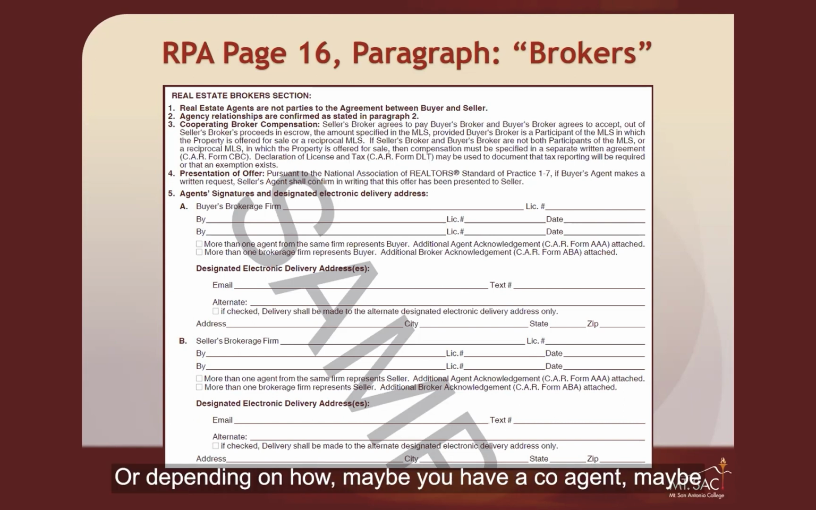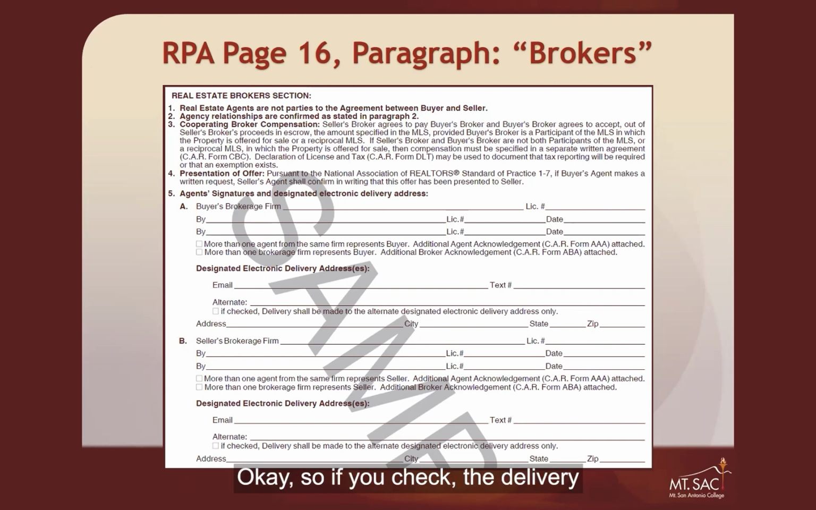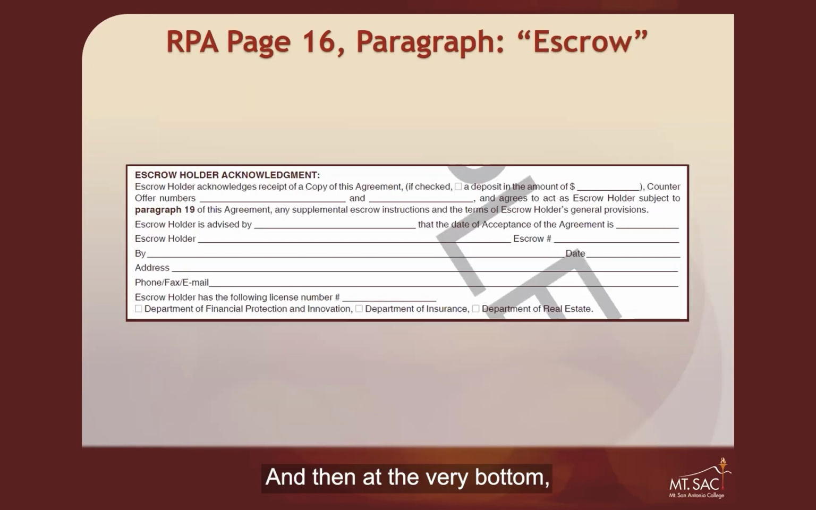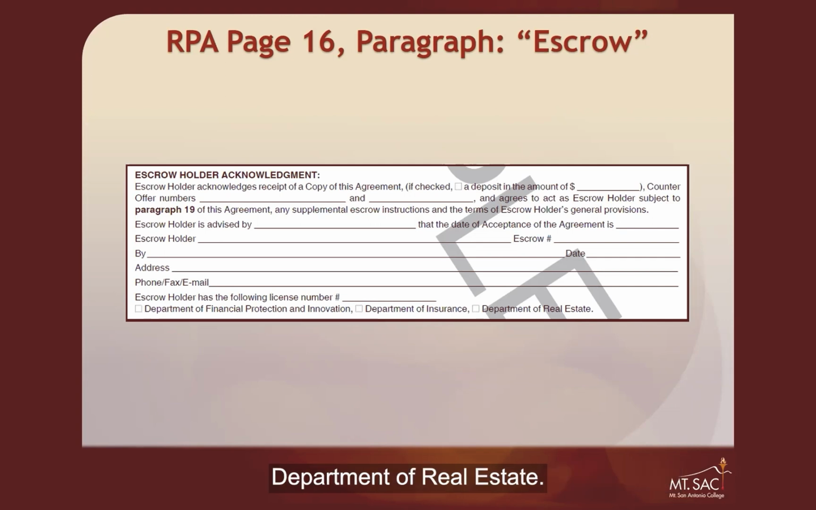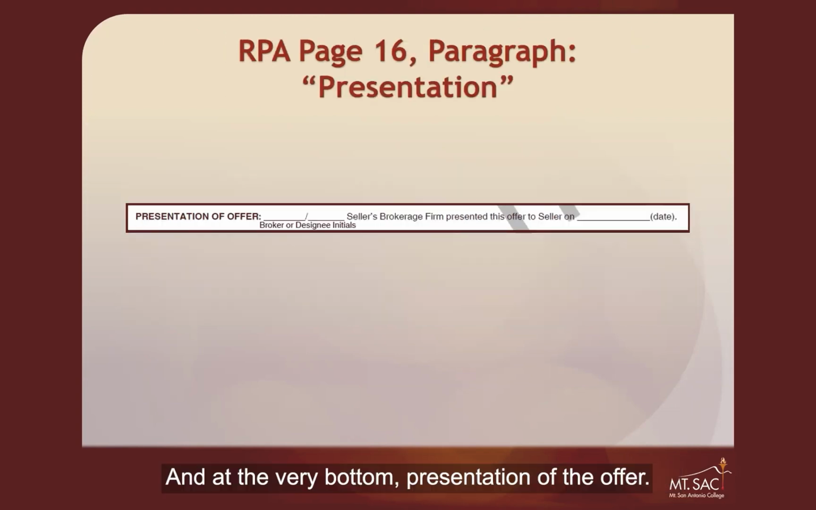Or depending on how, maybe you have a co-agent, maybe you have a partner, a team, or something like that. You can put your assistant or team member as the alternate. Okay. So if you check, then delivery will be given to the alternate only. If not, then delivery should be given to both. Okay. We want to support communications. And then at the very bottom, we have the escrow acknowledgement. Okay. And how they are licensed, either through Financial Protection and Innovation, Insurance, or Department of Real Estate. And at the very bottom, presentation of the offer.